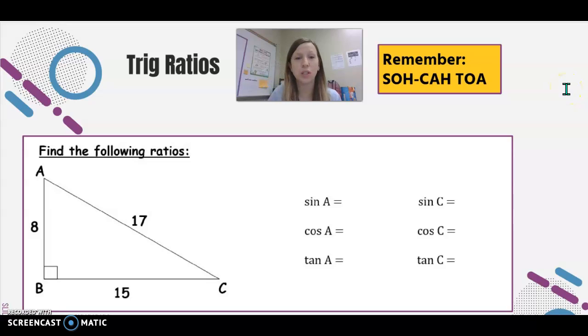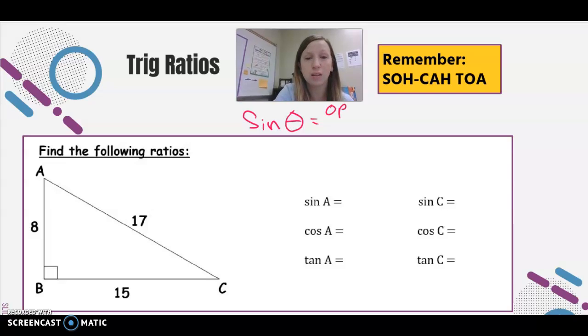Sohcahtoa. Most students use that to help them remember what are the ratios for each trig function. So the first one, that stands for sine. Sine of an angle, I'm using theta for now because we don't know what angle, equals, and then the O and the H stand for the opposite side over the hypotenuse. So that's the soh in Sohcahtoa. That's the relationship, okay, is the opposite side of that angle divided by the hypotenuse of the triangle.